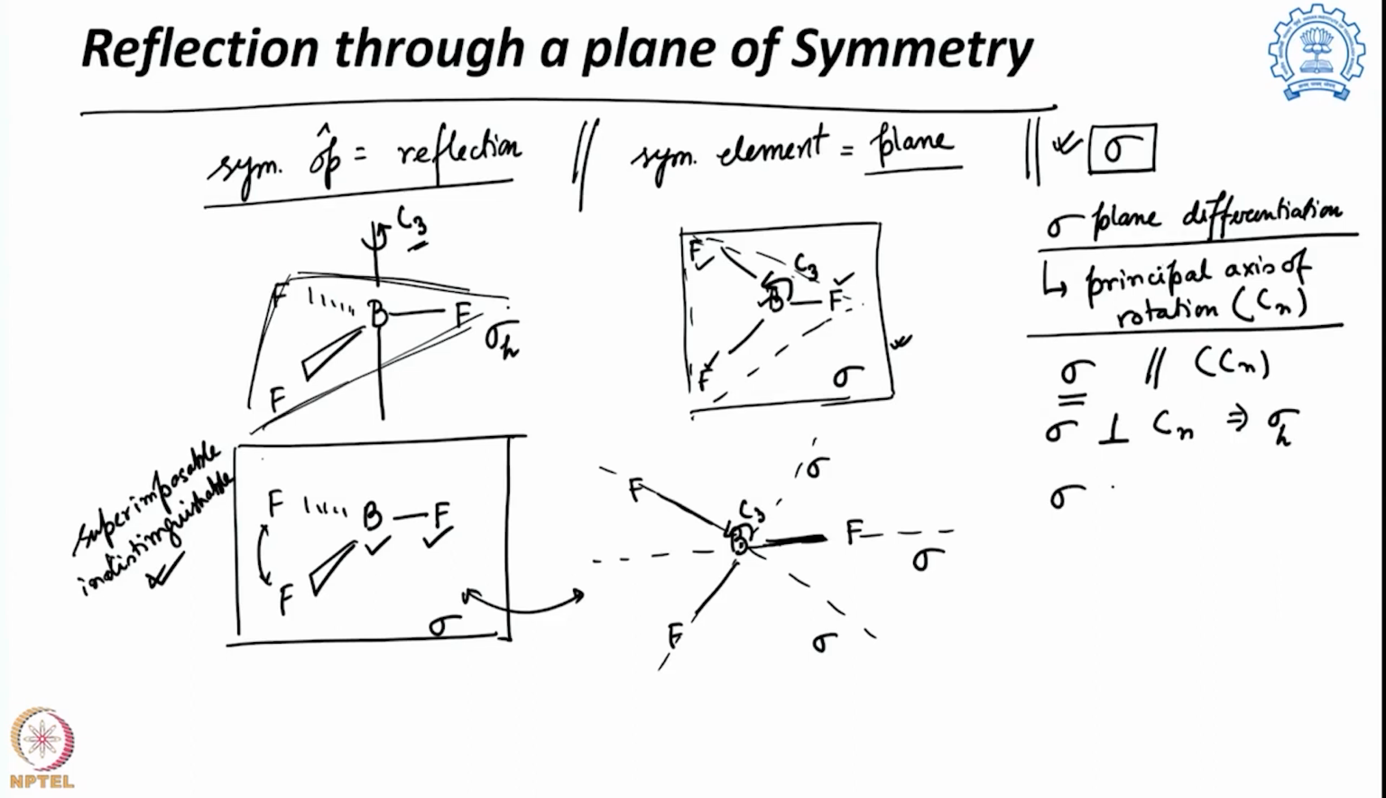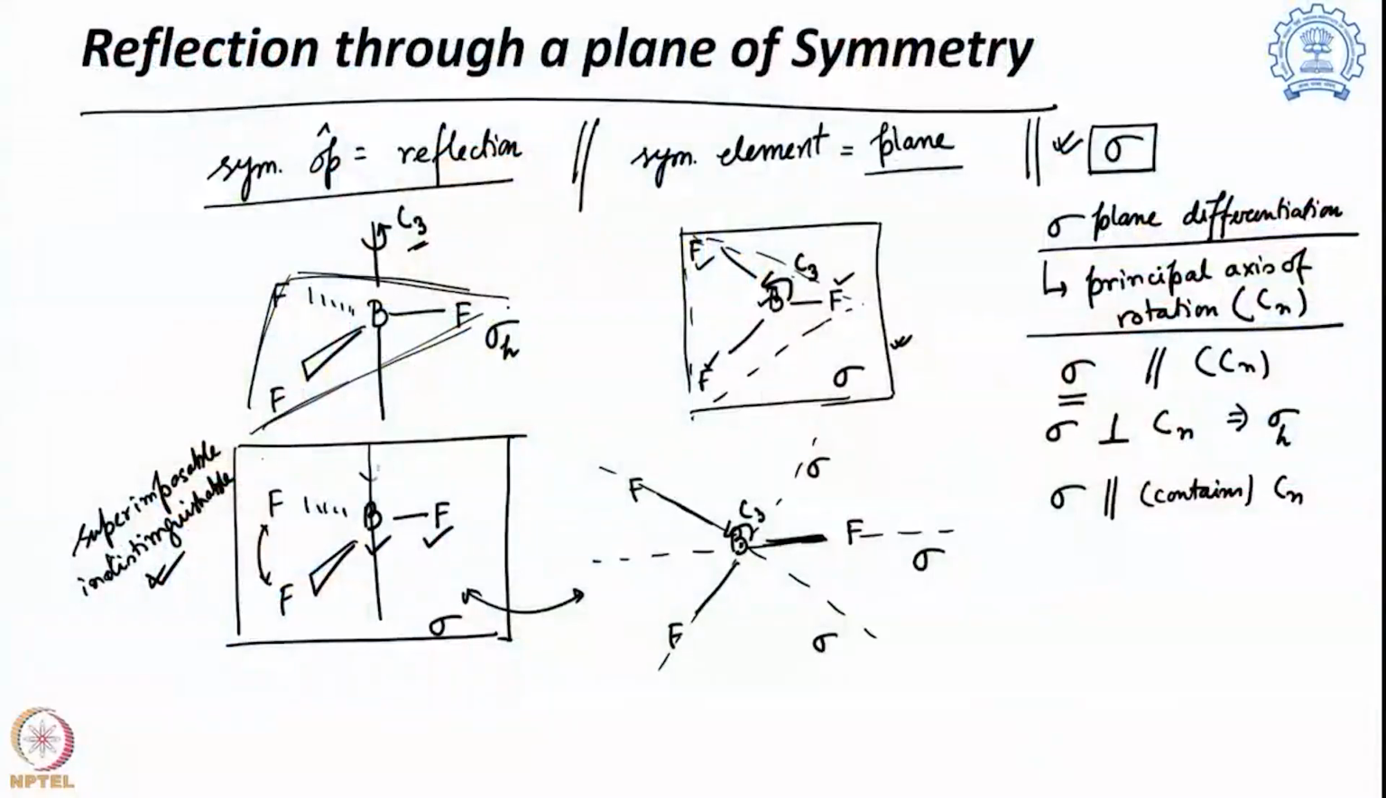And if your sigma plane contains the Cn, that means the main axis of rotation lies in the plane of symmetry, for example this one over here, the C3 is in the plane of the board I am drawing on right now, and it contains the sigma. If such is the case, we call it sigma V. So this is a sigma V. All of these 3 are sigma V because each of them contains the C3 principal axis of rotation.